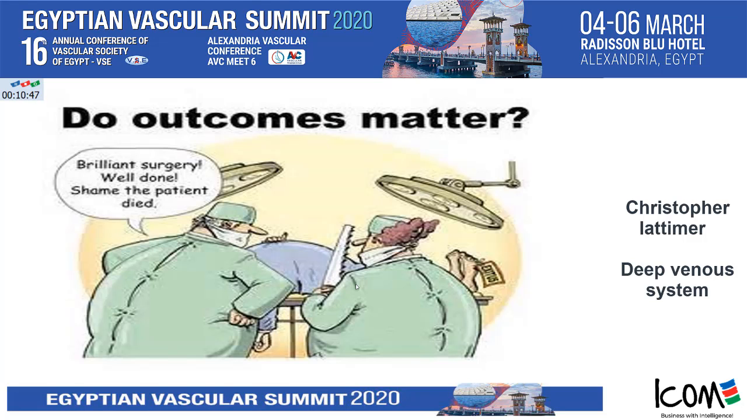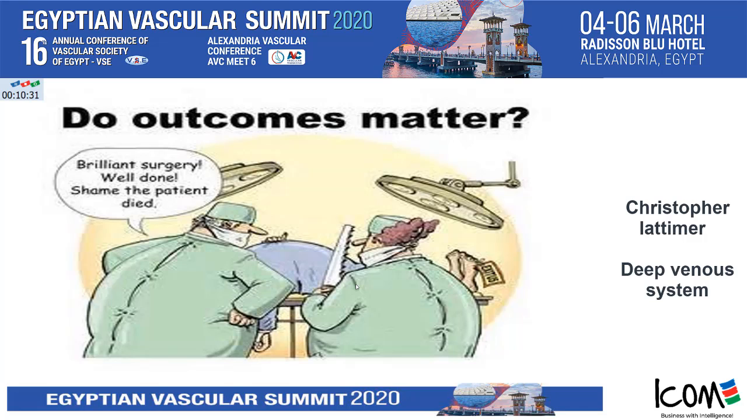But the disease is a little bit more complicated than chronic venous insufficiency. It's chronic venous disease. And that's when it all becomes a little bit tricky. Do outcomes matter? Of course they do. And we're rather obsessed with it.